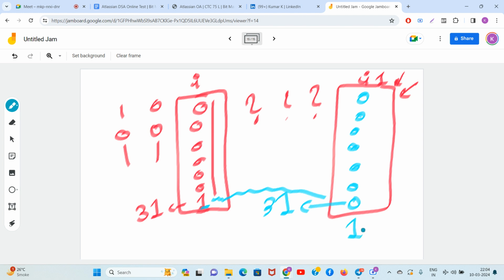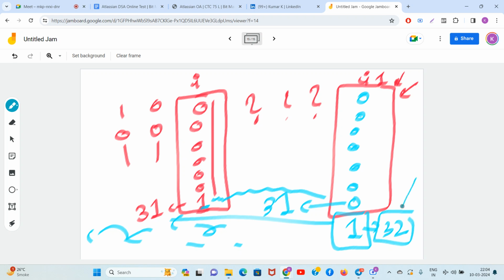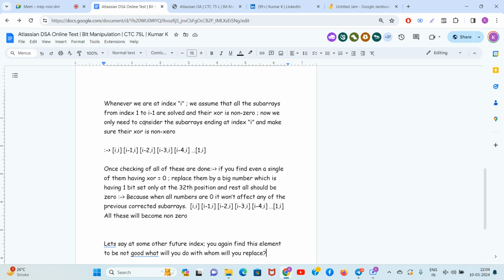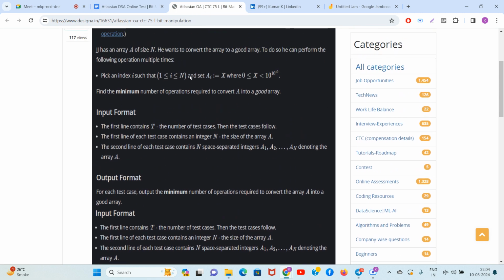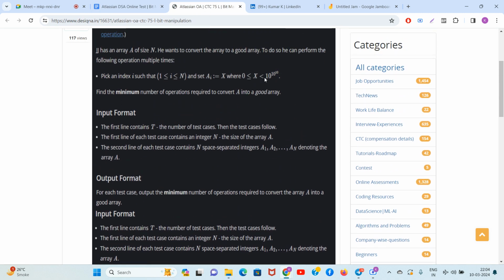Its 1 should be at the 32nd position, where a 1 has never come before. You should keep making this position bigger: 32, 33, 34, 35, 36, till 10 raised to 5. It does not matter. Your number can be as big as you want. It's given in the problem. Replace it by 10 raised to 10 raised to 10.